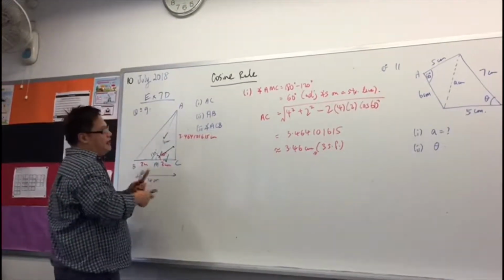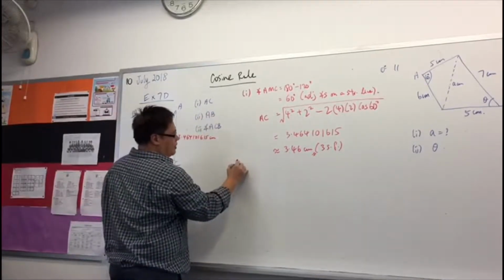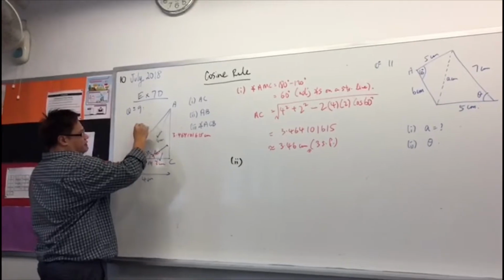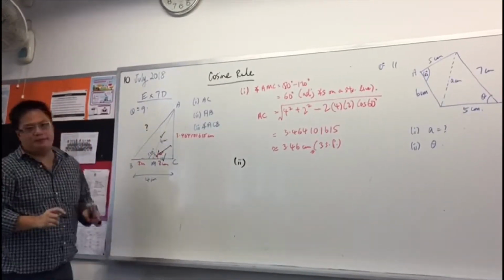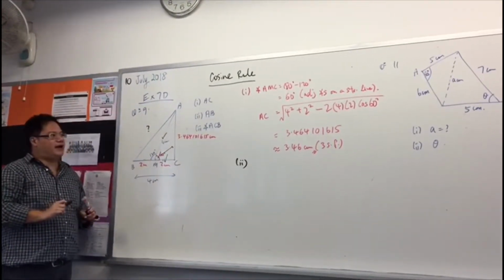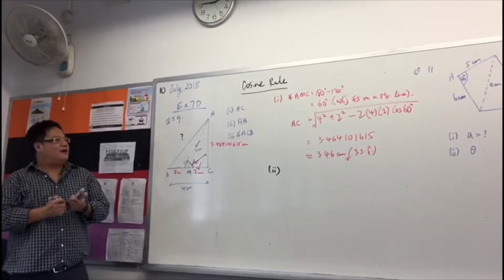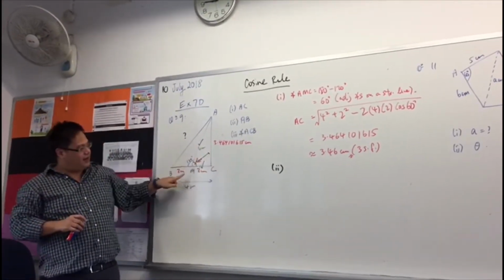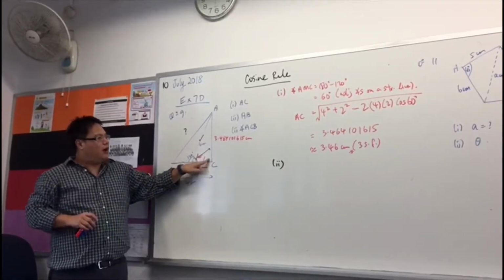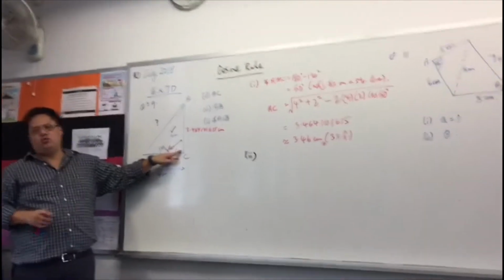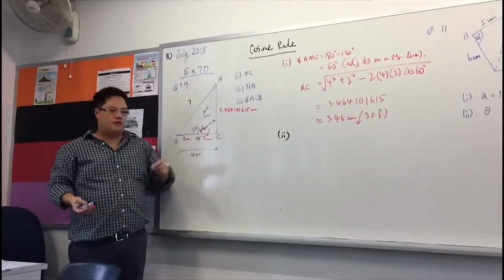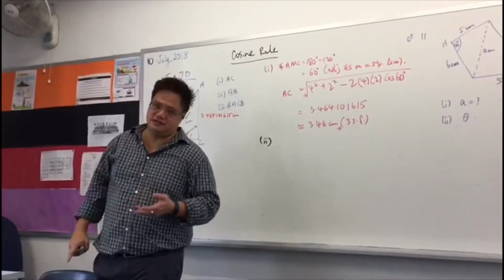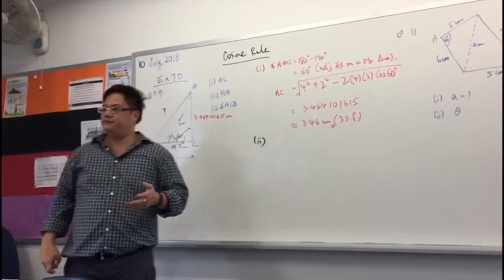So part 2, I want to find the length of AB. Where's AB? AB is over here. How do I find AB? Some of you say, I got this length, I got the bread, and do I have the patty? No. Can you find the patty? Of course you can, using sine rule. But let me share with you a faster way. Is there a faster way?